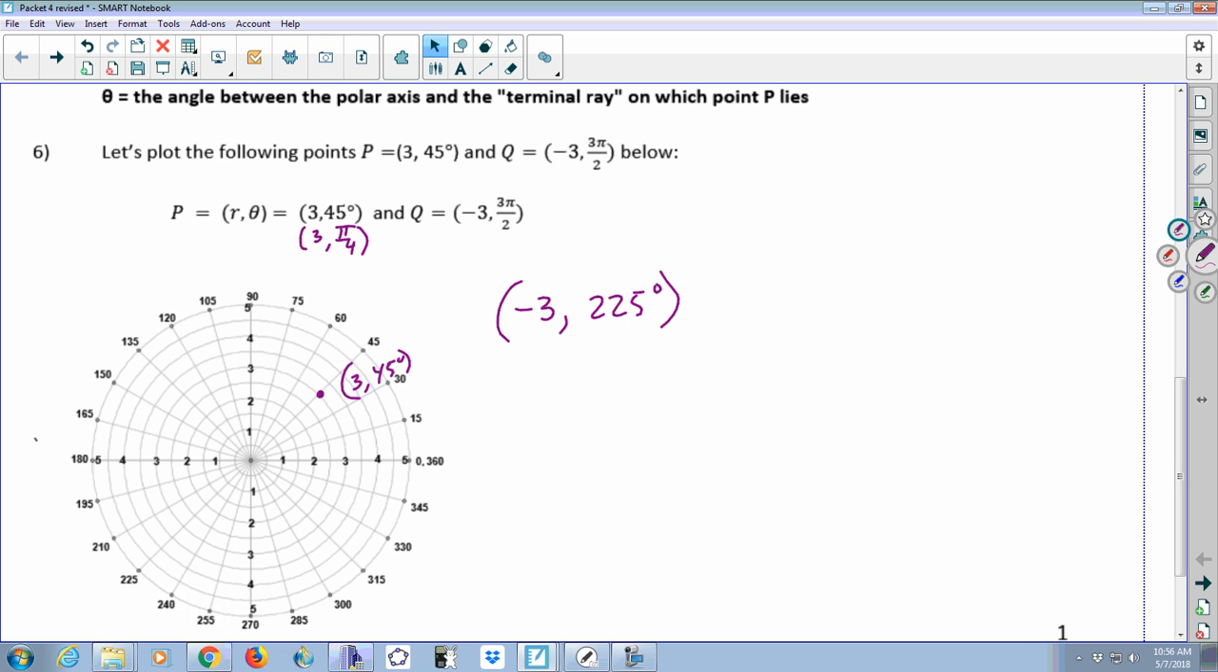Yes. So if I went out to 225, I'd be here. Here's my angle, 225 degrees, right? And if I put a little dot right here on 3, does that work? Yeah, that works. That's 3, but -3 would take me back to there.